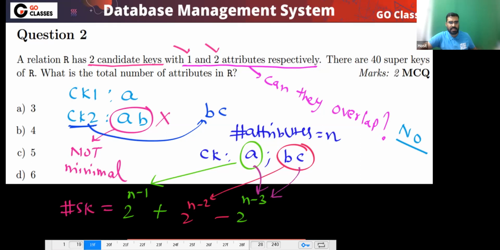So finally, your answer is going to be this, and this is equal to 40. The question is saying this is equal to 40. Now you can solve it, or you can put the values from the options. Which option will satisfy? I think 6 will satisfy. You can check it out. If you put n equal to 6, then what are you going to get?